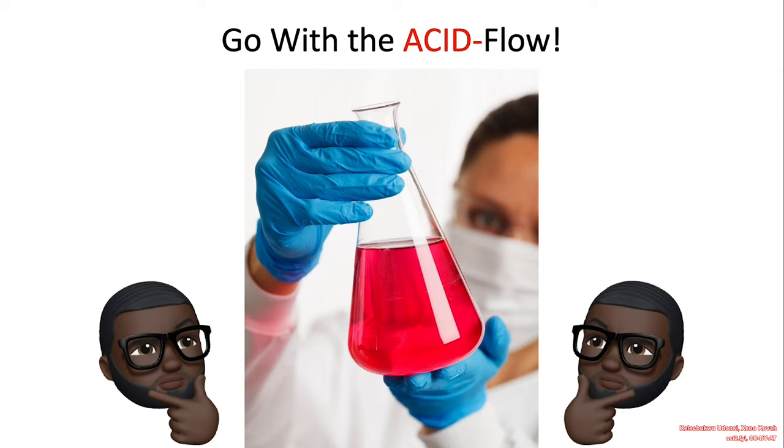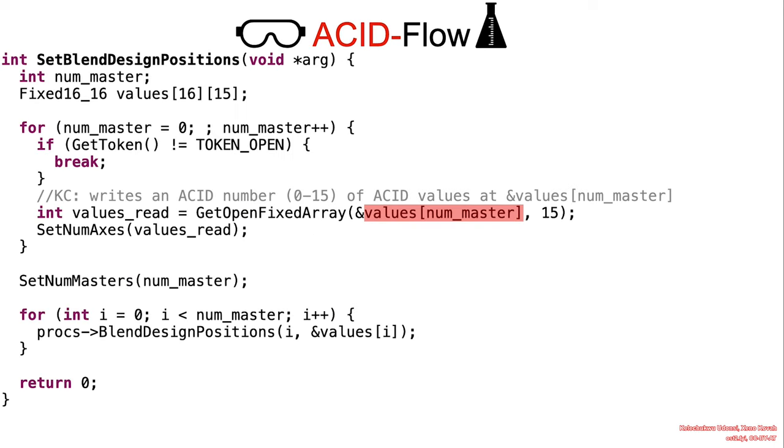All right, so let's trace the acid flow. The function contains two for loops. Interestingly, we recognize that the first for loop is an unbounded loop on non-masters. So basically non-masters is unbounded. And the values array is fixed in size to be a 16 by 15 array.